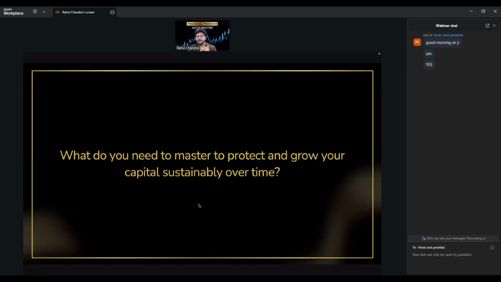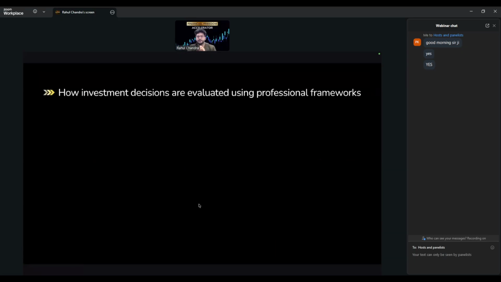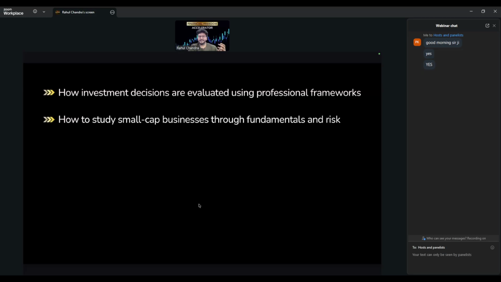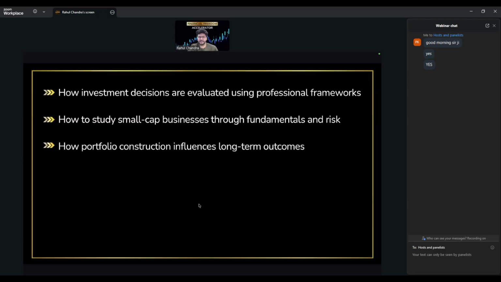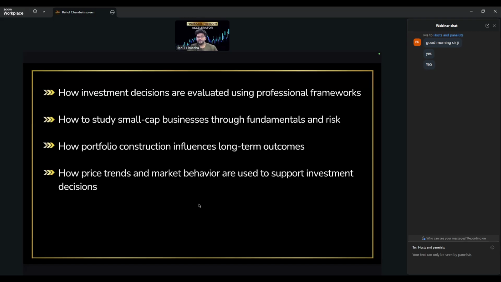What do you think is required? Well, let me break it down for you. First, you need to learn and understand how investment decisions are evaluated using professional frameworks, right? Second, how to study small cap businesses through fundamentals and risk, like we have done today. Third, how you construct and time a portfolio influences long term outcomes. Fourth, how price trends and market behaviors are used to support investment decisions.